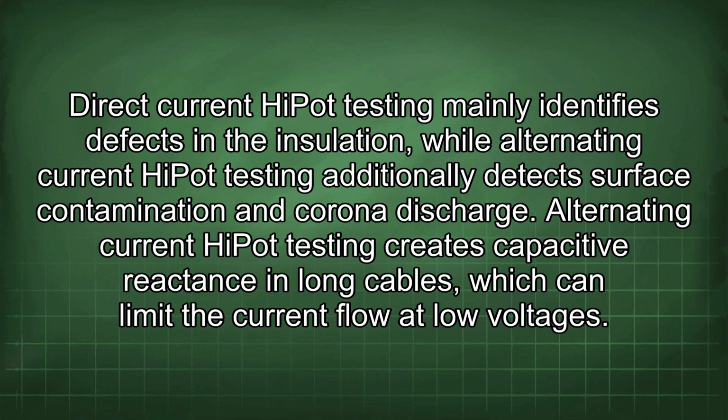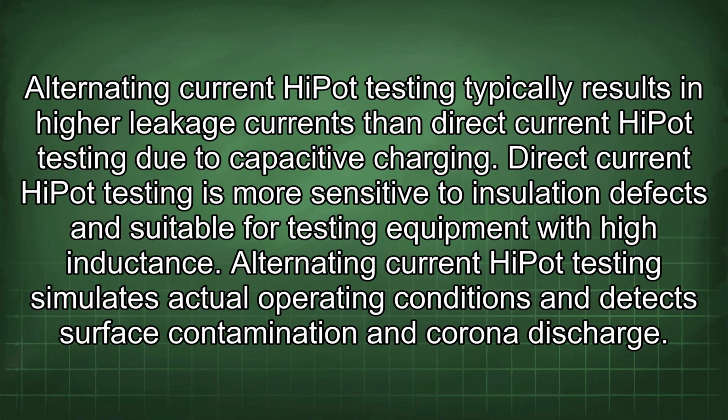Direct current HiPot testing mainly identifies defects in the insulation, while alternating current HiPot testing additionally detects surface contamination and corona discharge. Alternating current HiPot testing creates capacitive reactance in long cables, which can limit the current flow at low voltages. Alternating current HiPot testing typically results in higher leakage currents than direct current HiPot testing due to capacitive charging.